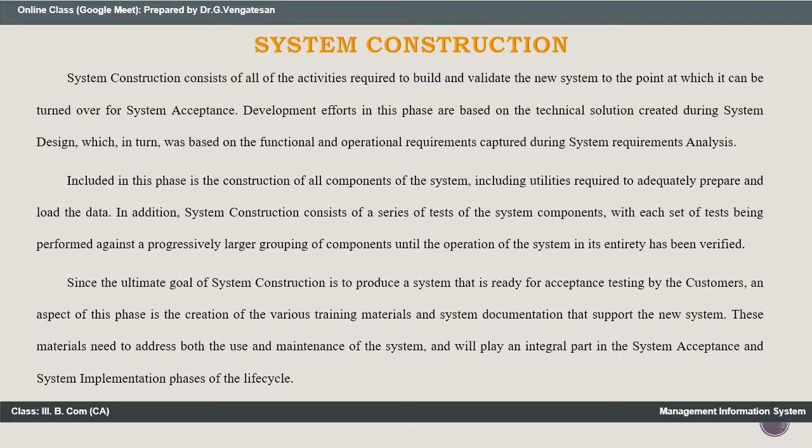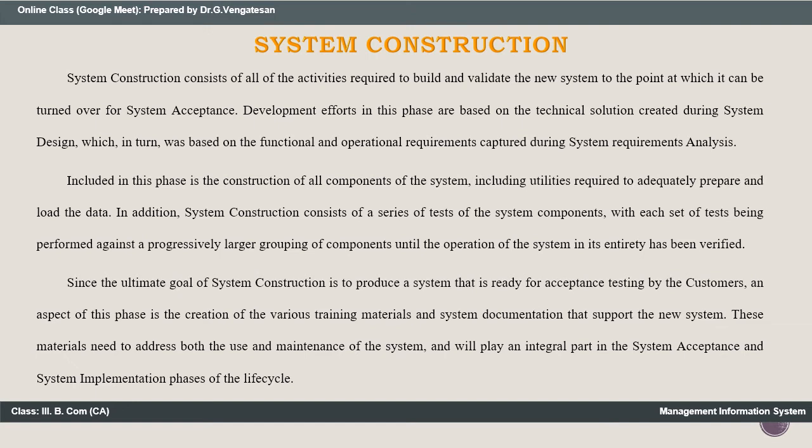Since the ultimate goal of system construction is to produce a system that is ready for acceptance testing by the customers, an aspect of this phase is the creation of the various training materials and system documentation that support the new system. These materials need to address both the use and maintenance of the system and will play an integral part in the system acceptance and system implementation phases of the life cycle.